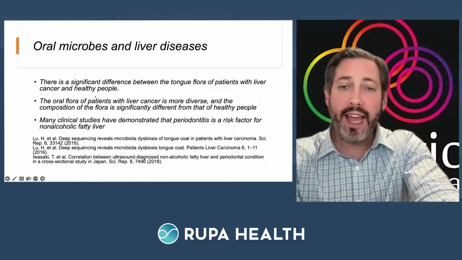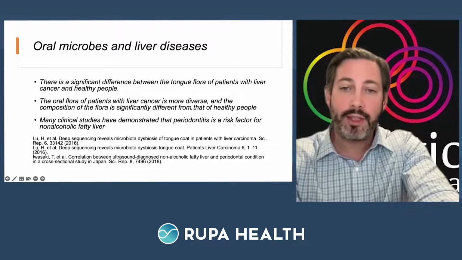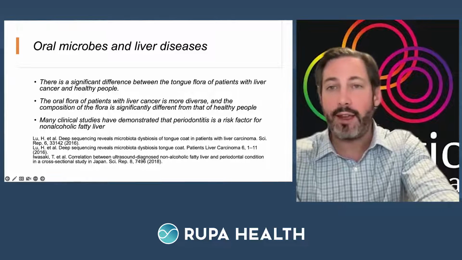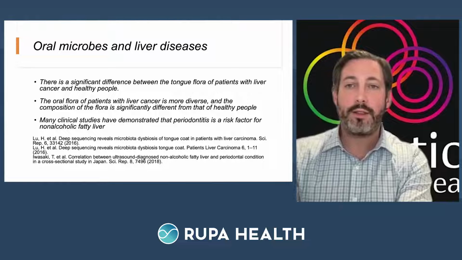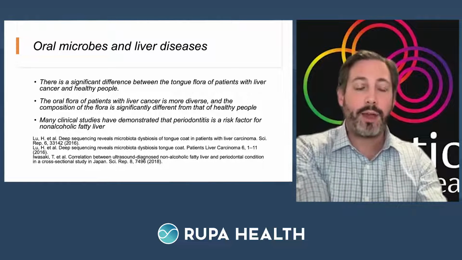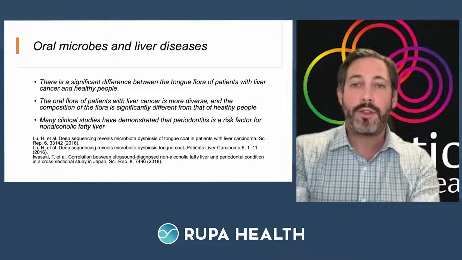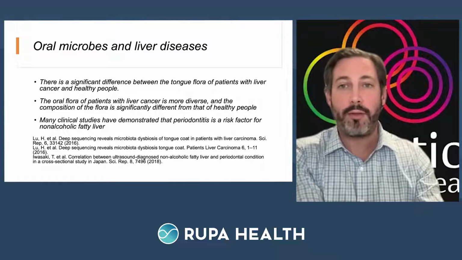And also we have data showing that when a person has periodontitis, that can become a risk factor for non-alcoholic fatty liver development. So we know there is an inflammatory condition in the liver cells created by translocation and the input of certain microbes that are coming from the mouth when the mouth is also out of balance.